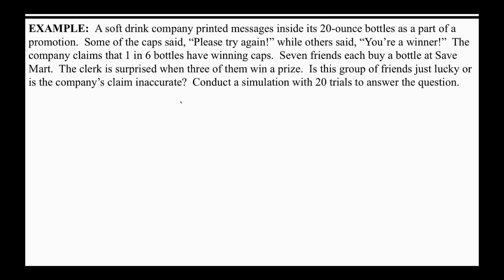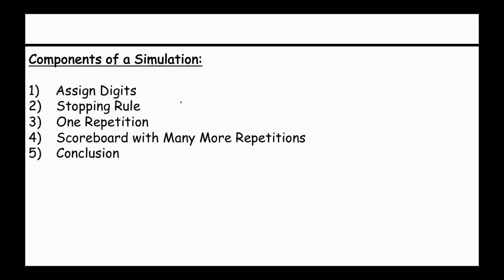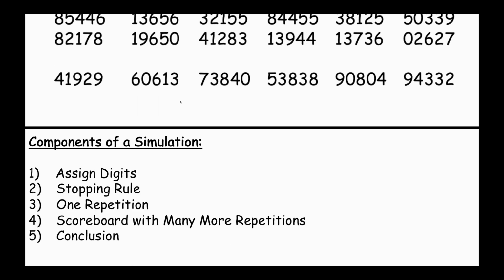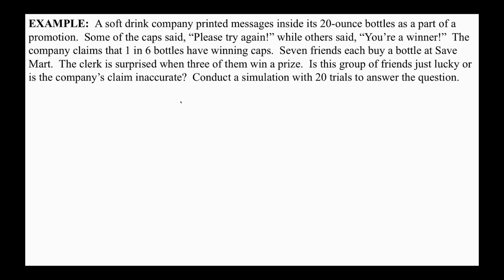Go for it. Whatever you want to choose, whatever your method of choosing is, if you want to use the random number chart, you can just use the one that we used earlier. If you want to use a calculator, you can use a calculator. Just explain what you did as part of your assigning digits.